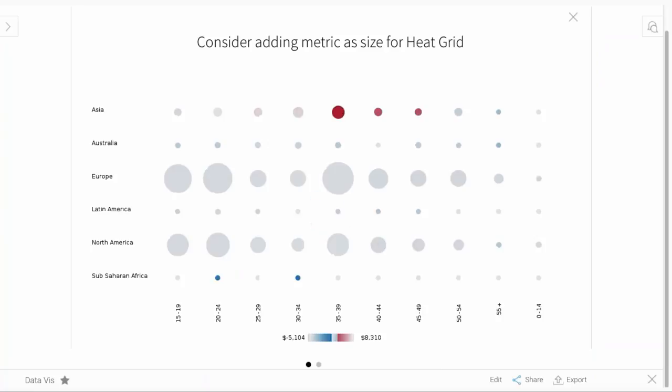Now, if you add an additional metric to a heat grid under size, then you can turn your chart into a circle chart. So now we can actually see the relationship between two dimensions and two metrics. In this example here, what we can see is that in Asia, our sales performance is okay, but our best performing sales areas are actually not profitable. Whereas in Sub-Saharan Africa, sales are very low, but it's our most profitable area.